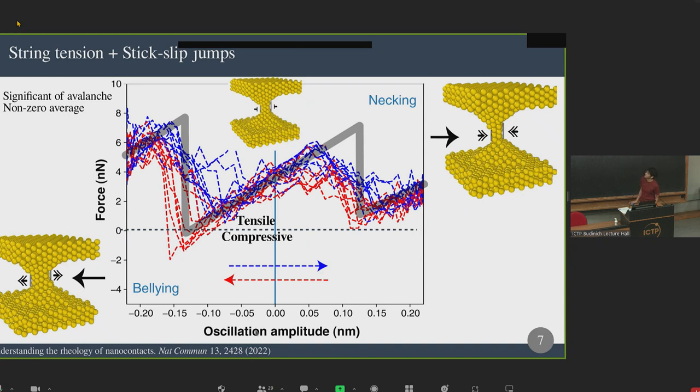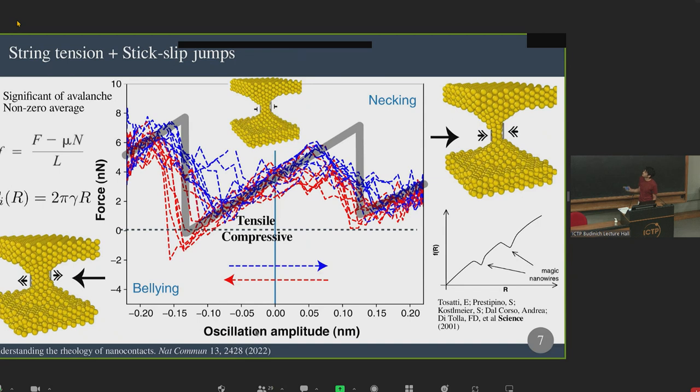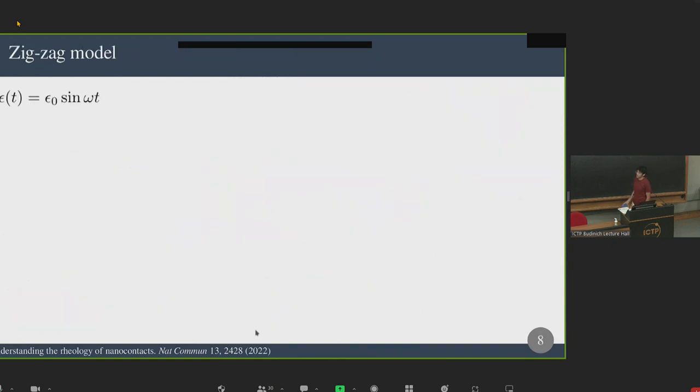The other important thing is the average of this plot is not zero. The average is always tensile. And that comes from this nice work of Eriotosati in the year 2000, when I was maybe a little kid. At that time, they showed this is the string tension. So these gold nanocontacts, the nanowires, always have this string tension. What it means is when the nanocontact is very narrow, it tends to break. There is some tendency to break. And when it's fat in the bellying regime, it tends to collapse the two slabs and make it a whole bulk. That's all we need to know.